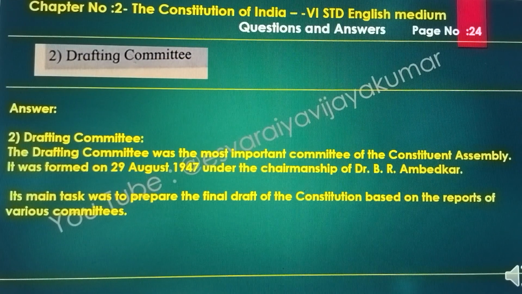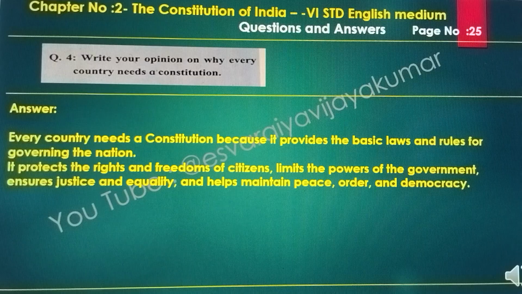Question number 3, Drafting Committee. The Drafting Committee was the most important committee of the Constituent Assembly. It was formed on 29th August 1947 under the chairmanship of Dr. B.R. Ambedkar. Its main task was to prepare the final draft of the Constitution based on the reports of various committees.